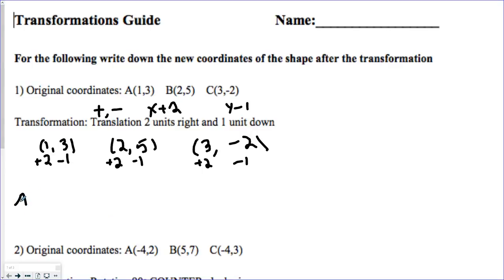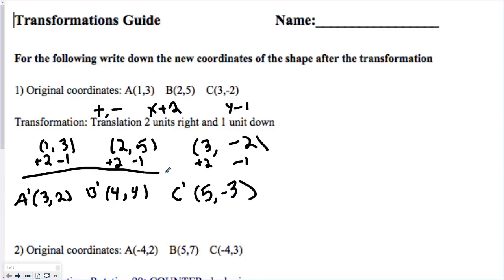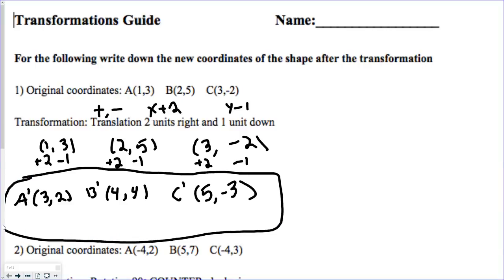And here's what we get. So a prime, remember this little apostrophe simply means that we've transformed the point. So a prime means I have 3 comma 2, 1 plus 2, 3 minus 1. B prime, 2 plus 2 is 4, 5 minus 1 is also 4, which I should write a 4 here instead of a 2. There we go. And C prime, 3 plus 2 is 5, negative 2 minus 1 is negative 3. So those would be my 3 new points. Those would be the transformed points that I have. So translation is adding, subtracting.